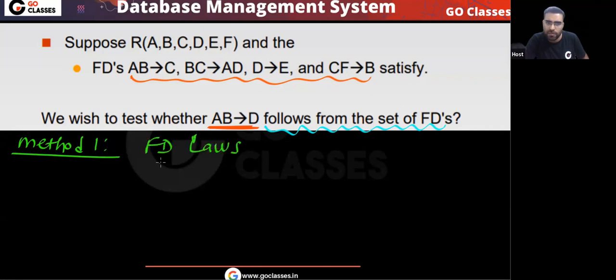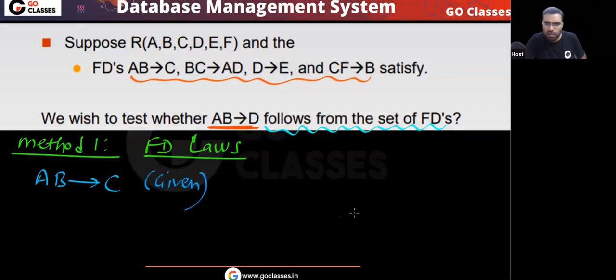This is method number one. You can apply the FD laws. We want to derive AB determines D. Tell me, how can I do this? It is already given that AB determines C. This is already given to you, right?